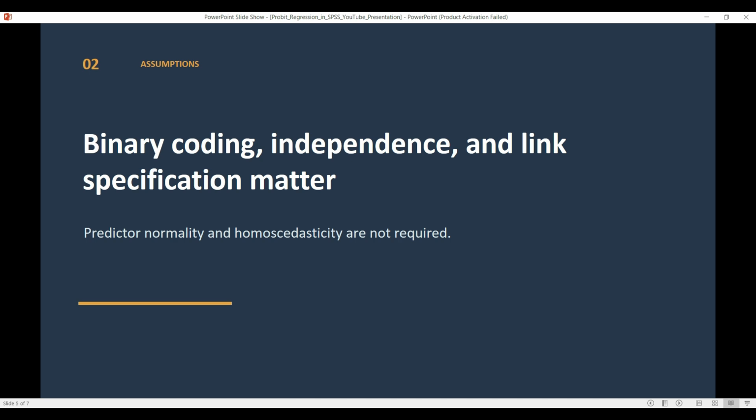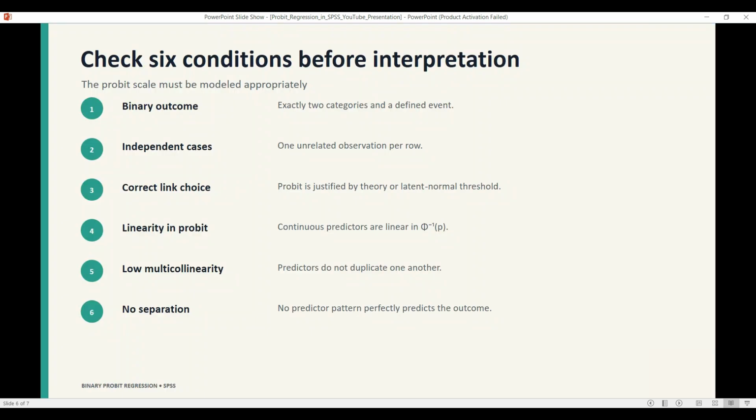So binary coding, independence and link specification matter. Predictor normality and homoscedasticity are not required in binary Probit regression analysis in SPSS. So there are 6 conditions or 6 checks before interpretation. Binary outcome, the outcome variable should be a binary variable, exactly 2 categories and a defined event. Independent cases, correct link choice, linearity in Probit, low multicollinearity and no separation of data.